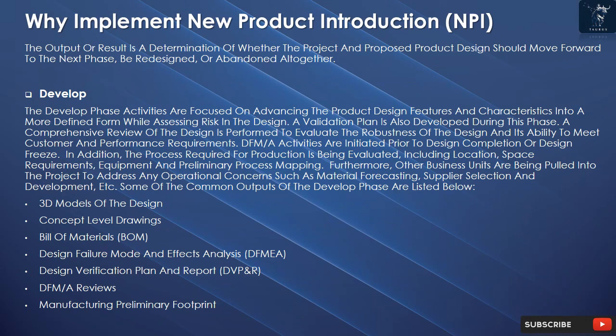DFM/A activities are initiated prior to design completion or design freeze. In addition, the process required for production is being evaluated, including location, space requirements, equipment and preliminary process mapping. Furthermore, other business units are being pulled into the project to address any operational concerns such as material forecasting, supplier selection and development, etc. Some of the common outputs of the develop phase are listed below.